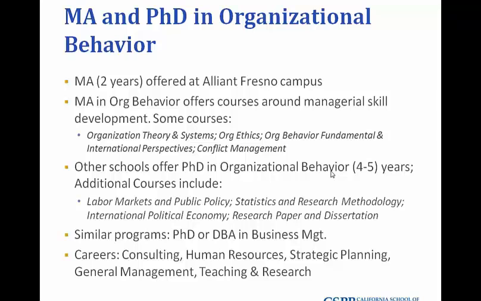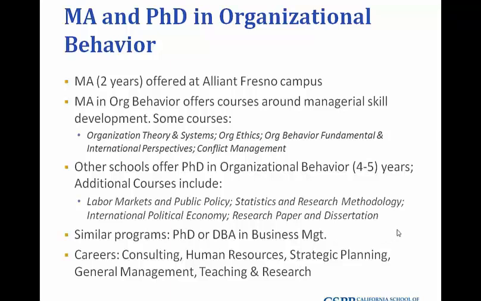Let me answer first, and then I think it was Melissa who has a question. This degree, the Master's in OB, is offered at the Fresno campus of Alliant. All other campuses do not offer this degree. Instead, we do offer, as I mentioned, the Master's in Organizational Psychology. There is some overlap. However, as I said, the Master's in Organizational Psychology features more of the psychology-based courses.